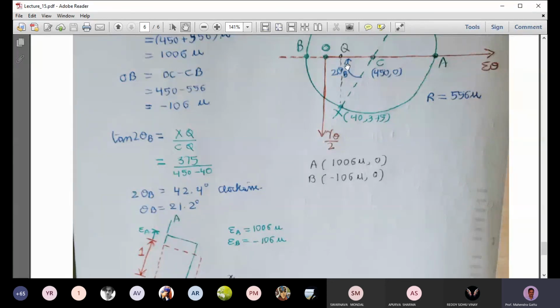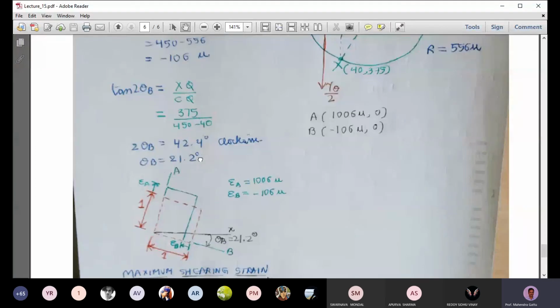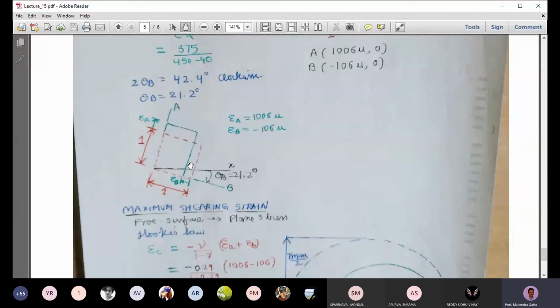And this indicates rotation in the clockwise direction. So half of the angle is 21.2 degrees. So we'll first draw the x-axis, and we'll rotate by 21.2 degrees. That is theta B, and we draw a line, and that line corresponds to the principal axis B. And if you draw a line perpendicular to this principal axis B, we'll get another line that corresponds to principal axis A.